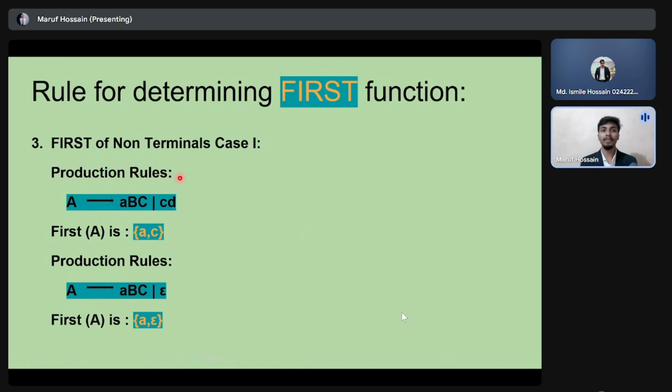Normally a non-terminal can have multiple production rules. Here you can see capital A, which is a non-terminal, has two production rules. One is small a, capital B, and capital C, and the other production rule is small c and small d. So while finding the first set for non-terminals, we have to find the first for each production rule. So if we want to find the first of A, then the first set will be small a and small c. Here small a comes from the first production rule and small c comes from the second production rule.